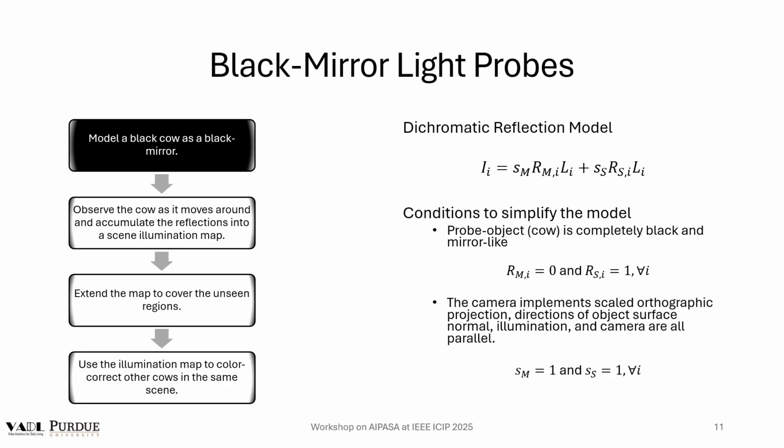We simplified the dichromatic reflection model by applying the following conditions. Firstly, we modeled the probe cow to be completely black and mirror-like. This makes the matte reflectance 0 and the specular reflectance 1. Next, we model the camera to implement scaled orthographic projection. The directions of the object surface normal, illumination, and the camera are all parallel. This makes the scale terms equal to 1.